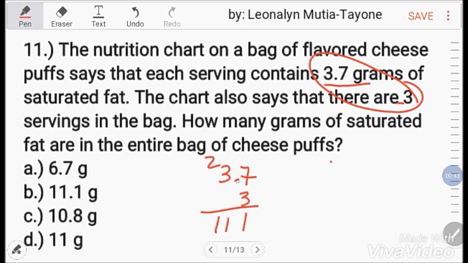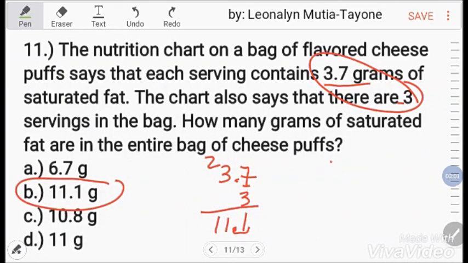So, doon mo na balikan ang decimal mo. Kung how many numbers are there to the right ng decimal. Isa lang. So, isa lang din. And the answer will be 11.1.